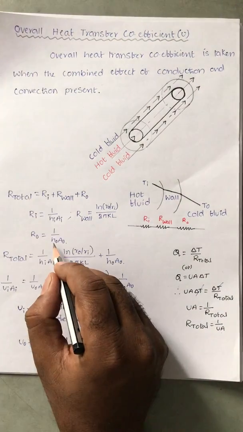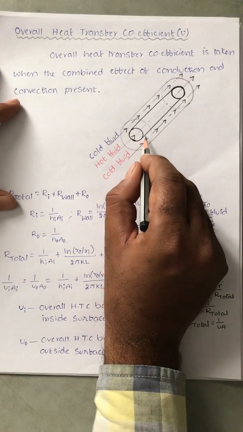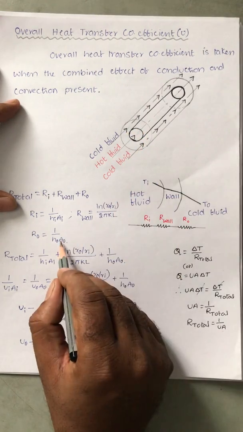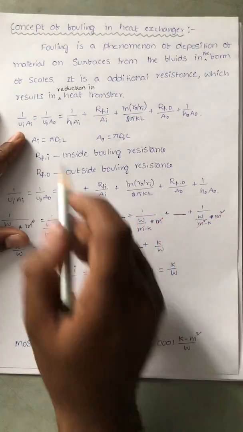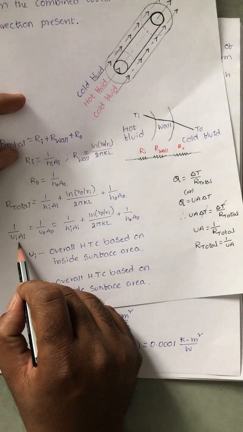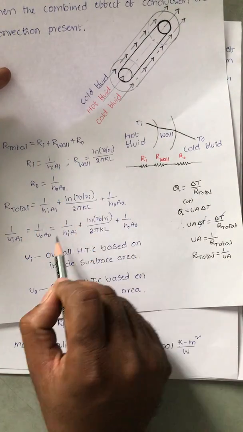And the next one, Ro, means the outer resistance which is created by convection of the cold fluid. So it is 1 by Ho Ao. So the same example I am considering here also. For the overall heat transfer coefficient you can write like this: 1 by UiAi is equal to 1 by UoAo, and this is a combination of these three.